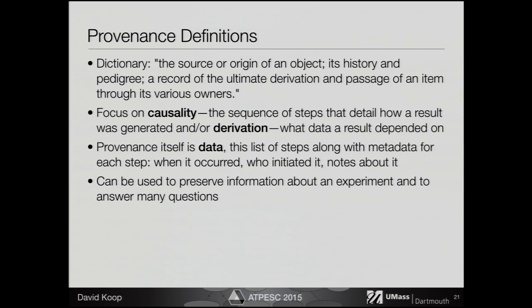You may not care exactly about the steps, but you want to know that your results depended on this set of sensors that were sitting out in the middle of the ocean on this certain day or something like that, right? Being able to trace back to the raw data. And provenance itself is data. It's really a list of steps, the metadata, things about timings, when things occurred, who initiated it, notes about it, and it can be used to preserve information about experiments and to answer many questions.